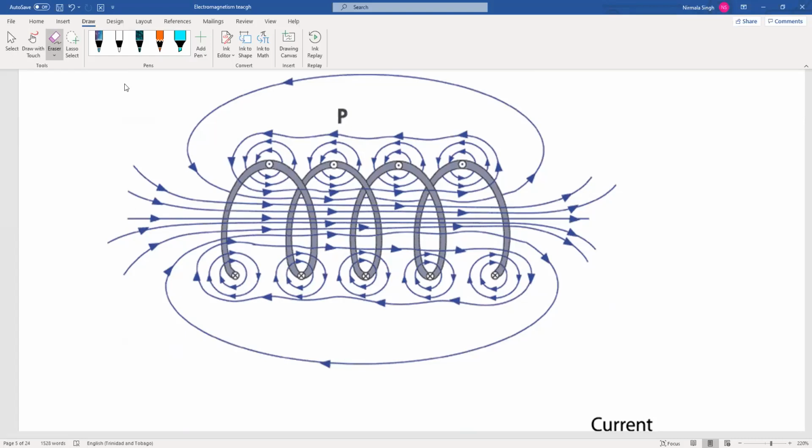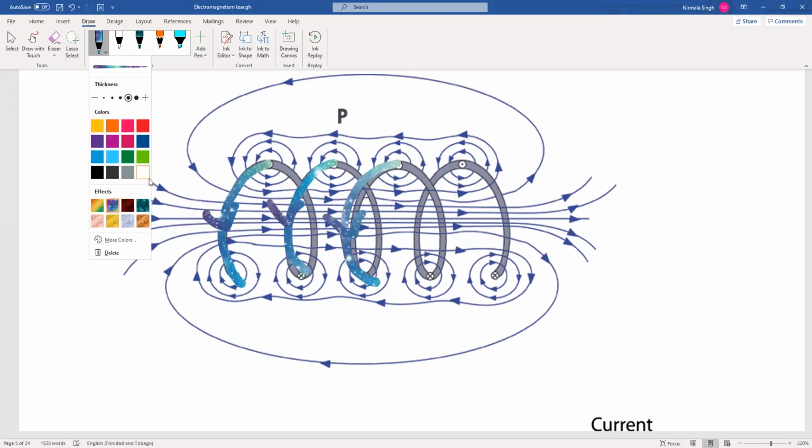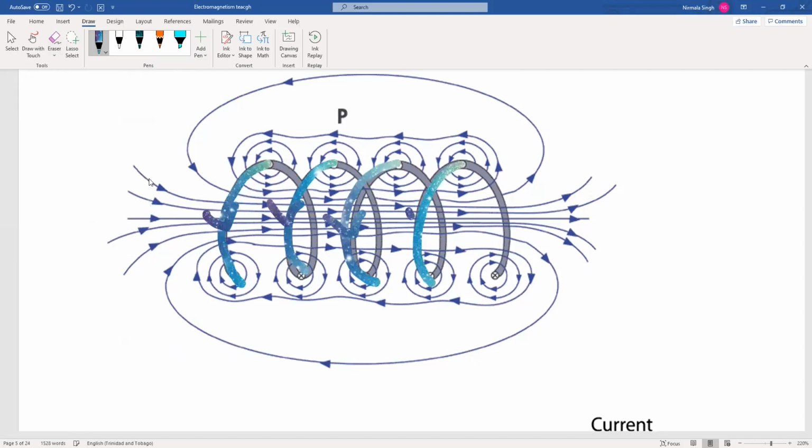If we had this, your current is coming out of the, where'd my pen go? It's going to come out and then go back in. So this is what's going to happen. You're going to have this happening. All right, your current is coming out and going into your wire. All right, coming out and going into the page.